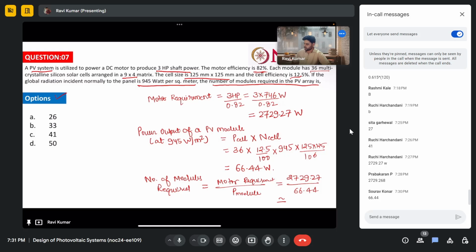Approximately, yes, so 40. Prabhakaran, you are right. So Sita, have you got the error? Why did you get this 27? I hope you understood. You may have missed some term. Okay, so 41 is the right answer here. Answer is C.